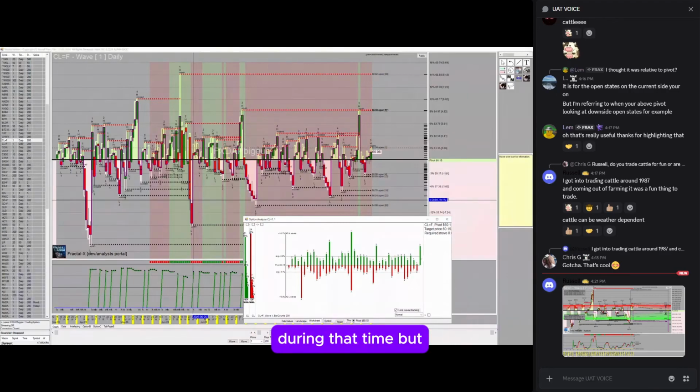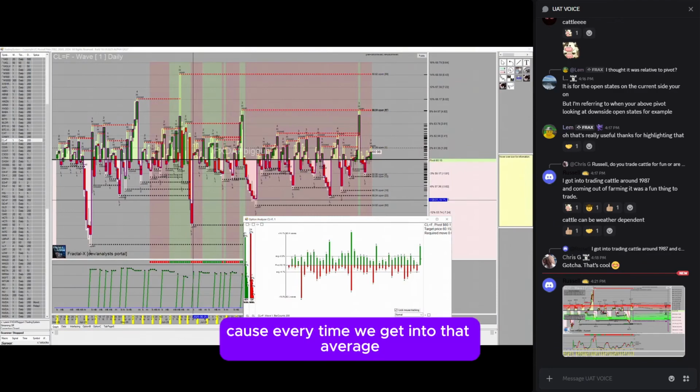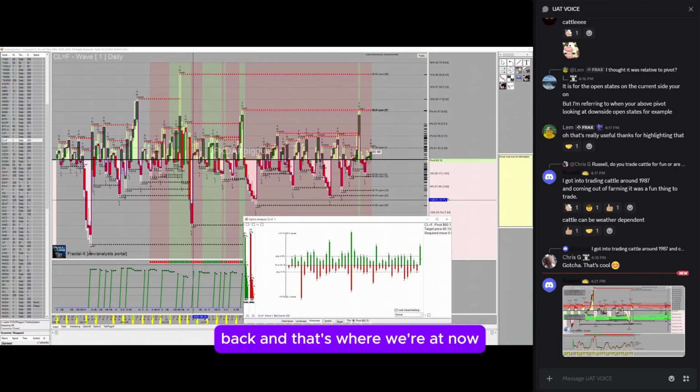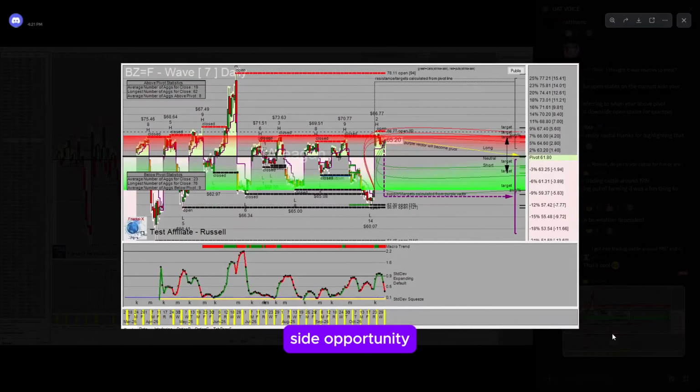during that time. But I would imagine if this follows through with Brent crude, we should dip below 65.20 because every time we get into that average band, we seem to pull back, and that's where we're at now. So we'll have to see if that follows through. That would be a short side opportunity if it stalls out around the 65 area.